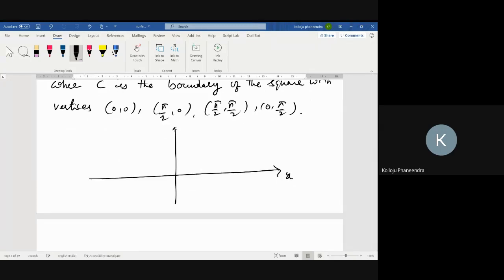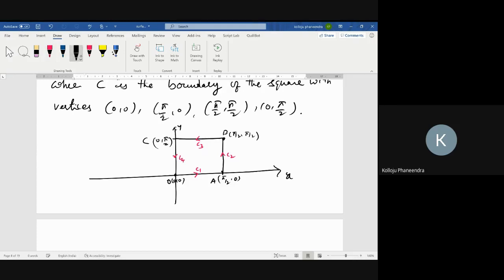This is the x-axis, this is the y-axis, this is 0. I'm taking this as pi by 2, 0, just for an idea. This is 0, pi by 2. So this becomes pi by 2, pi by 2. Done. So this is the square. Let me take this A, this is B, and this is C. What is C now? It is the boundary. Therefore, I have to consider C1, C2, C3, always anti-clockwise, as I told you in the classroom. This is C4.